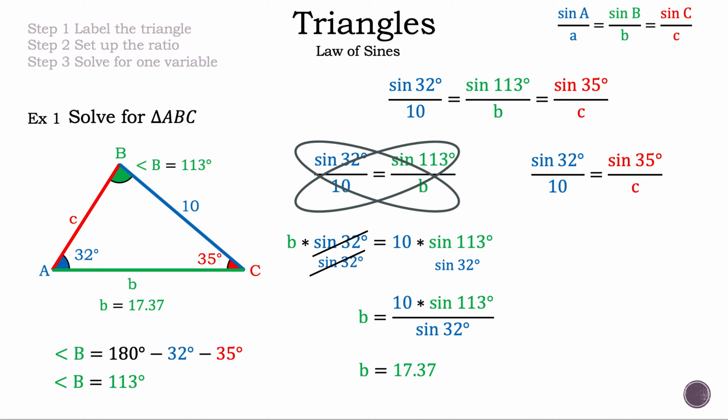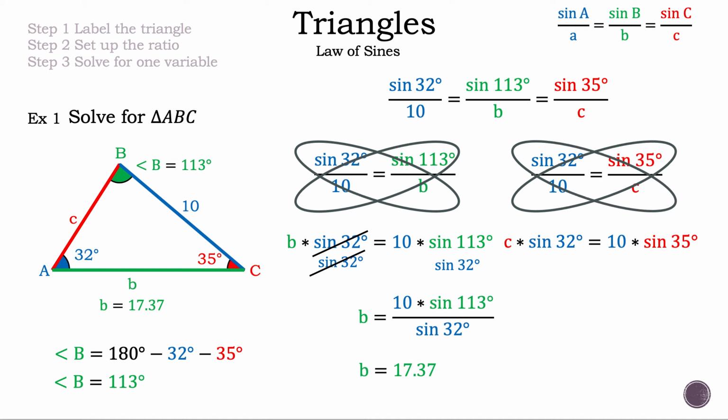Now we're going to go ahead and use the butterfly method to solve for C. We're going to take a look at just the oval with the variable in it. So we're going to multiply c times sine of 32 degrees, and we're going to set that equal to the other oval. So now we're going to multiply 10 times sine of 35 degrees. Let's bring back the other side. Right now we have c times sine of 32 degrees is equal to 10 times sine of 35 degrees.